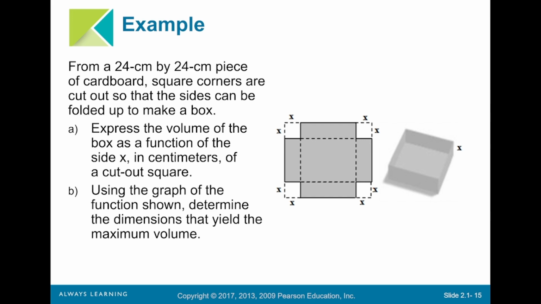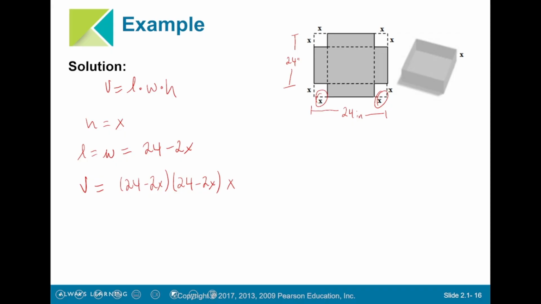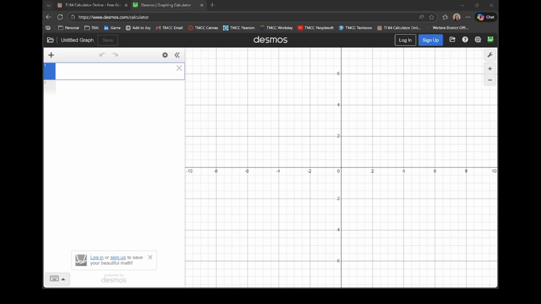Now, we want to use the graph of the function to determine the dimensions that yield a maximum volume. So we're going to graph this volume function and see where the max is. Let's jump back to our graphing calculator. Doing something like this on Desmos is actually much easier because we can see the window a little bit easier. It's easier to manipulate. This is all possible on a TI-84 as well, but you'll find Desmos is a little friendlier. So let's jump to Desmos for a minute.